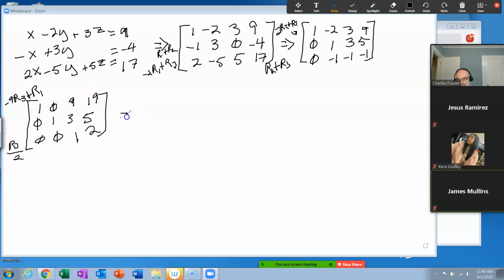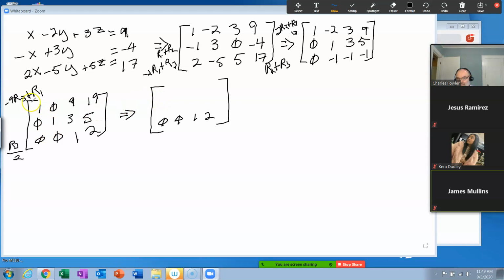Okay? So let's see what it gives us. Since we're using row 3, we're going to write it down: 0, 0, 1, 2. And by the way, that tells us right there z is equal to 2, just like it did in Gaussian elimination. We've got one of our 3 answers. Let's go about the others.